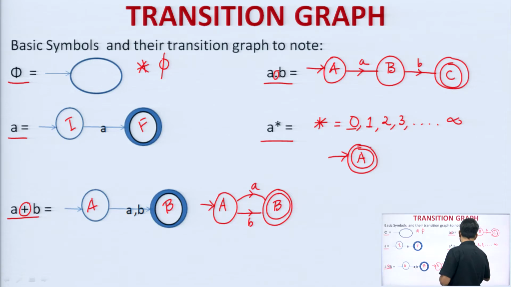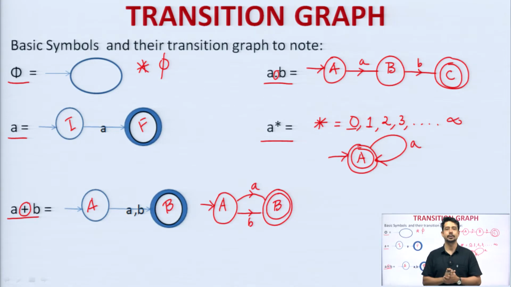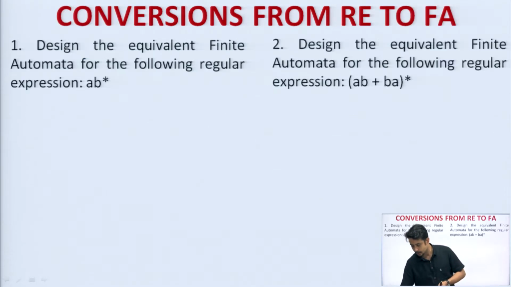So, what can I do? I can simply take a self loop. So, this is the general representation of A to the power Kleene closure. I hope it is clear to everyone. Now, let us go to the next slide.